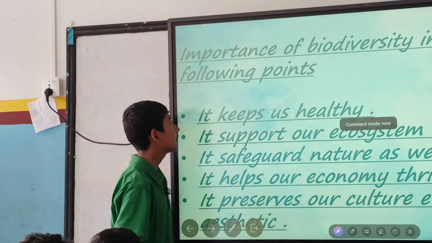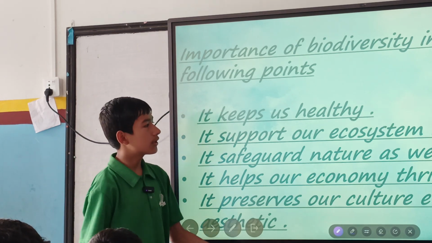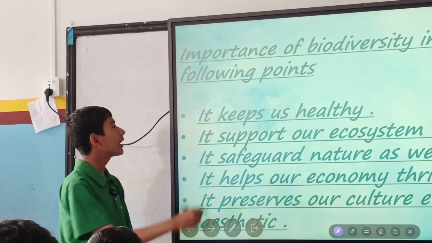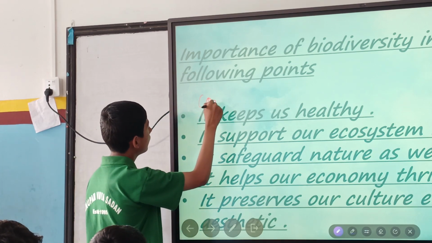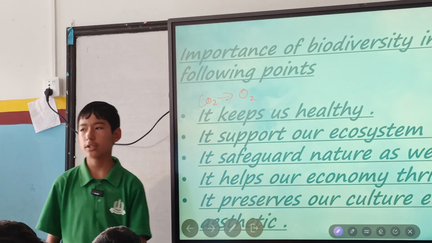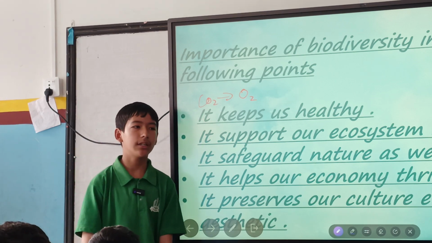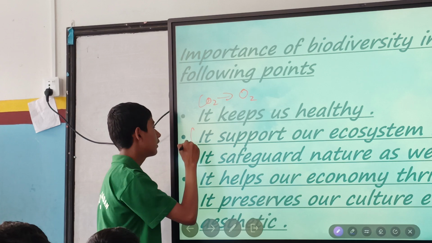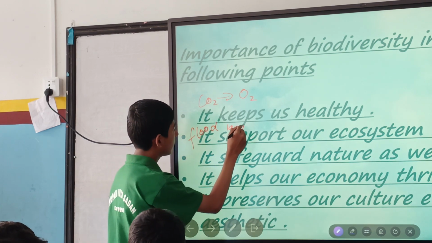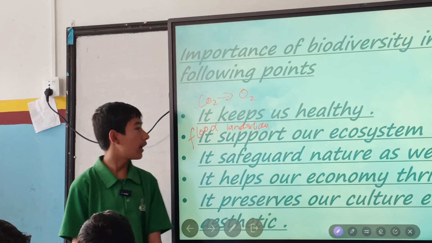The importance of biodiversity is mentioned in the following points. It keeps us healthy. It's true. We know that plants around us give us oxygen, as plants take in carbon dioxide and give us oxygen. And plants and trees don't only do those things, but they also help in preventing many types of natural disasters like floods and landslides. We have heard many news reports about landslides and many others.